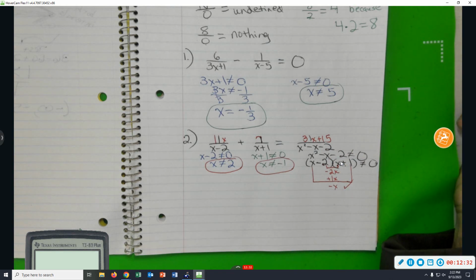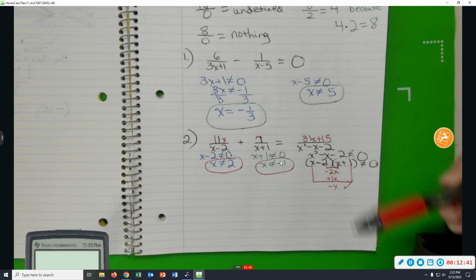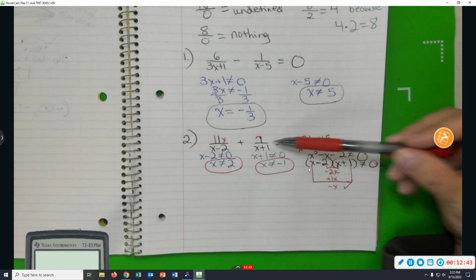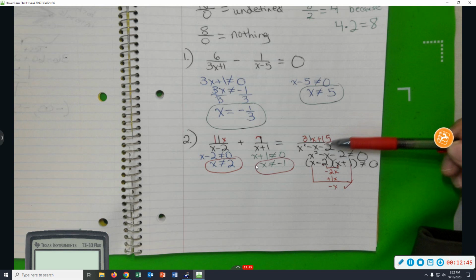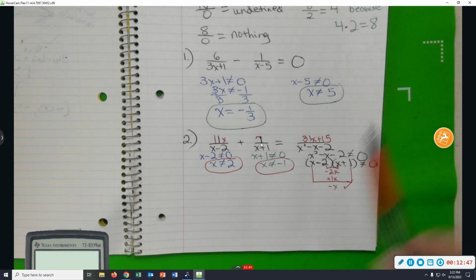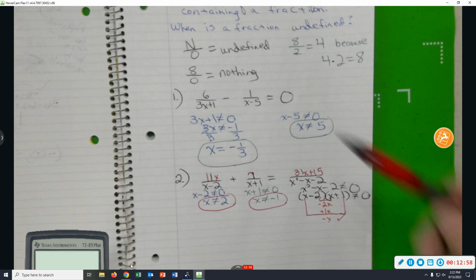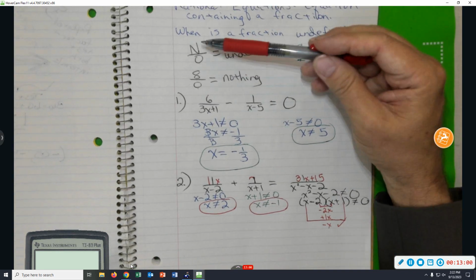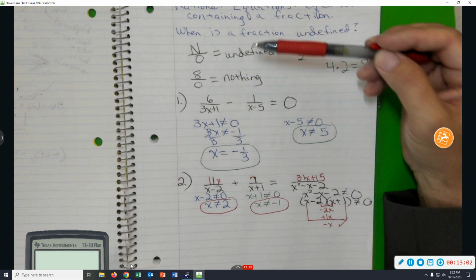Does that change anything on this problem? Does the value of a numerator matter when deciding whether a fraction is undefined? No, it does not. Even though this problem looks a lot worse because of the messier numerators, all you look at are the denominators when deciding whether a fraction is undefined. It is a number divided by 0. No, you can't do it.